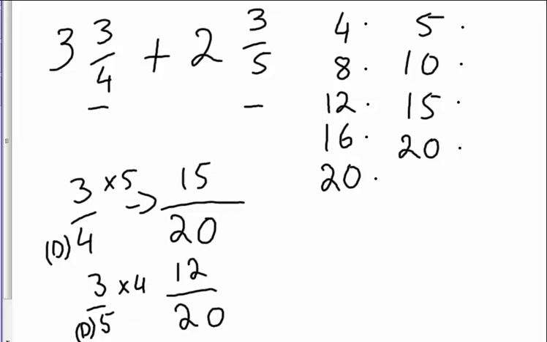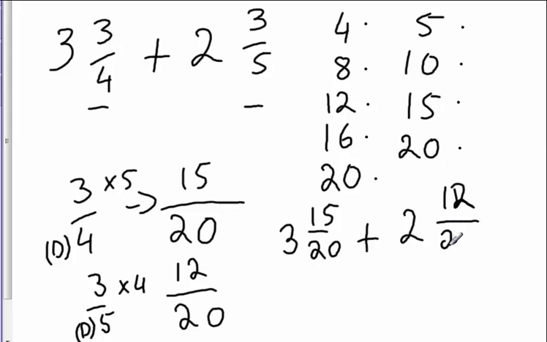And now my sum is really easy, because now what I'm going to do is add 3 and 15/20ths plus 2 and 12 twentieths. Because they're both 20ths, I can add my fractions together. So if I start off by adding together my fractions, 15 plus 12 is 27. So I'm going to get 27 over 20. And then add my whole numbers. 3 and 2 is 5. I have 5 and 27 over 20.